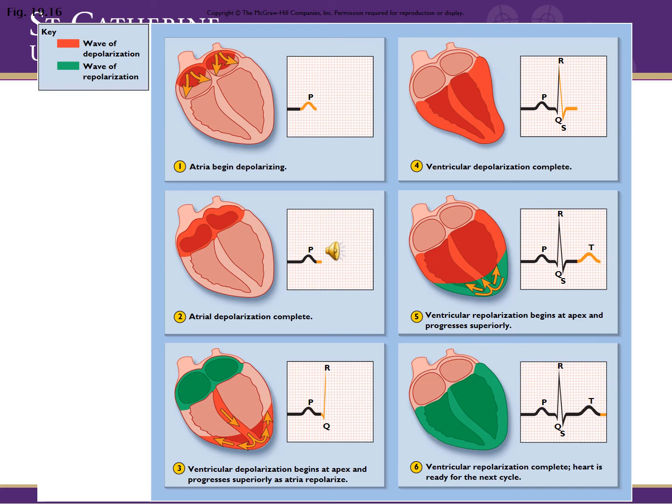This is one of my favorite visual aids from your book. You can see what is happening electrically as well as what the muscle itself is doing. This combines what we see on the EKG and what is actually happening in the heart. You can also consider how this is affecting blood flow through the heart.